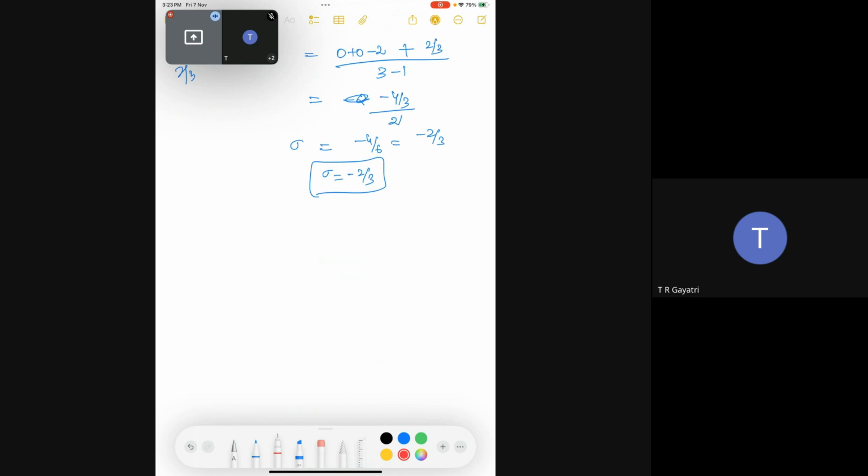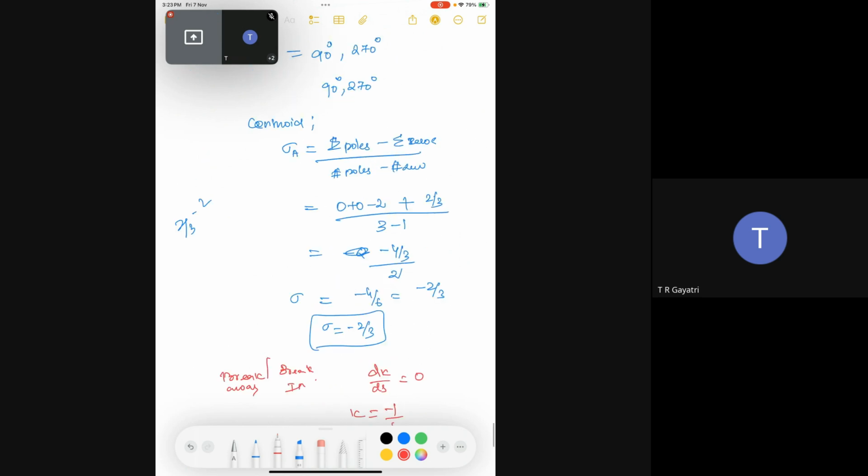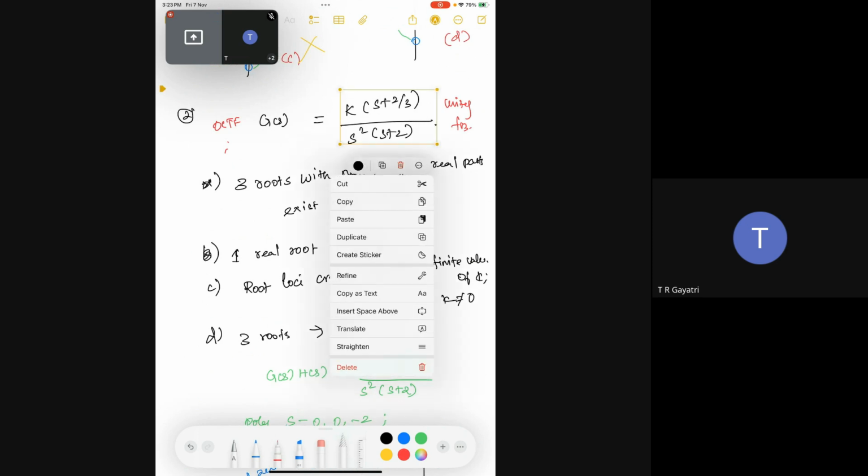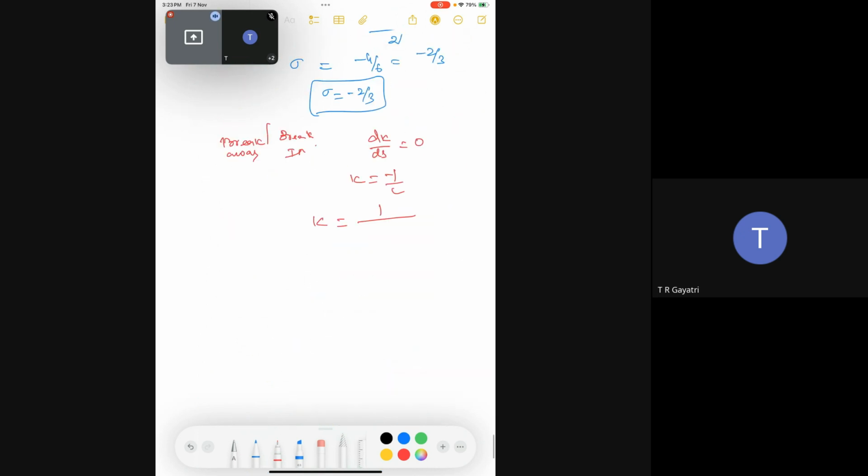Then the next step is to find the breakaway and break-in points. How to find? dk by ds equal to 0, where k equal to -1 by L. So when you keep on practicing, you will get to solve it at speed, and you can complete it within the time. Just solving it right before the day of the exam won't work.